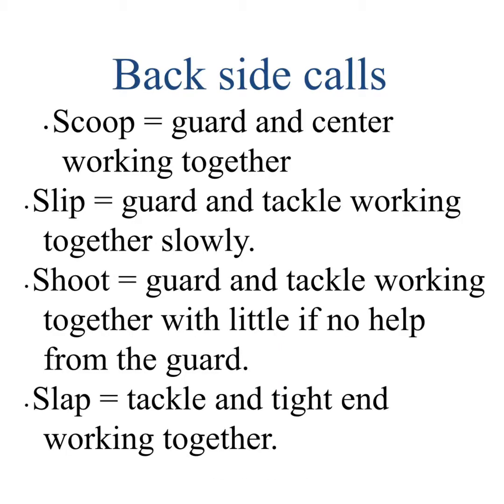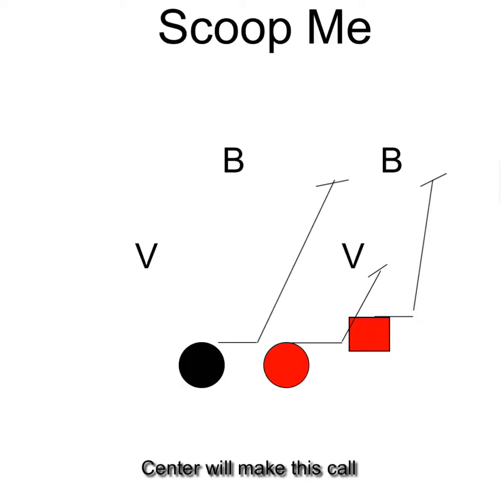Next, we have our backside calls. With these backside calls, we have a scoop, a slip, a shoot, and a slap. So a scoop is between the guard and center. A slip is between the guard and tackle working slowly. A shoot is between the guard and tackle where the guard is just leaving, no help. And a slap is between the tackle and tight end. So the center would make the scoop call, guard on the slip and shoot, and the tackle on the slap.